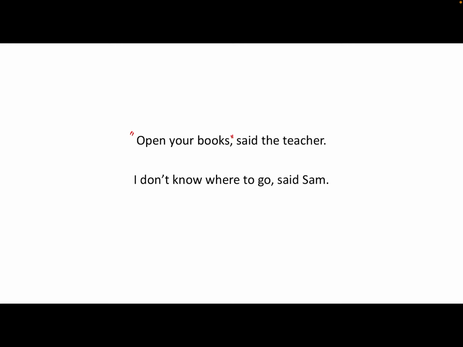I don't know where to go, said Sam. If you don't know where to go, would you go and ask for a map? Say, I don't know where to go, said Mr. Phillips. I don't walk around saying that. So it's actually just that I don't know where to go. Let's double check that. There we go. Hopefully that is clear.